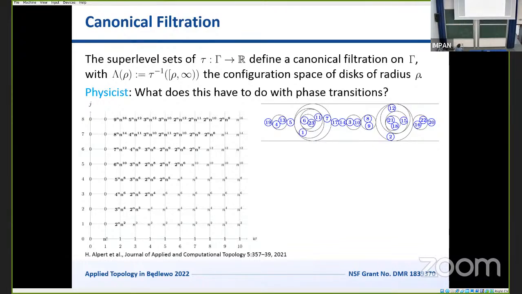So if I've got a bunch of disks and my channel is small enough, nothing happens. No disks can move past each other. All my homology is trivial, right? That makes sense. If I make my strip big enough, I get a configuration space of points, and the homology of that is known exactly, right? And so out here, my Betti numbers, if n is the number of disks, these are just powers of n, right? So n to 2, n to 3, n to 2, n to 4, n to 6, and so forth.